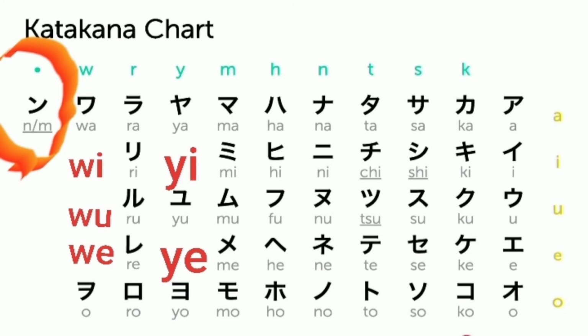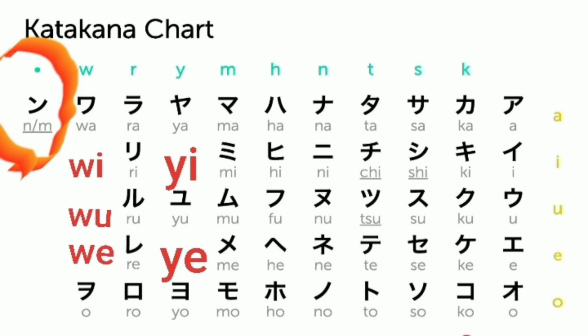Let's proceed to the Y column. In Y column, there are actually 3 characters. Ya, yu, yo. The characters in red color are not actually found in the Japanese syllabary. So there is no sounds as yi, ye in Japanese syllabary. Let's move to the W column. Wa, wo. Only 2 characters exist in the W column. It means the 3 characters in red, wi, wu, we, do not exist in the Japanese syllabary. So no sounds as wi, wu, we in Japanese.